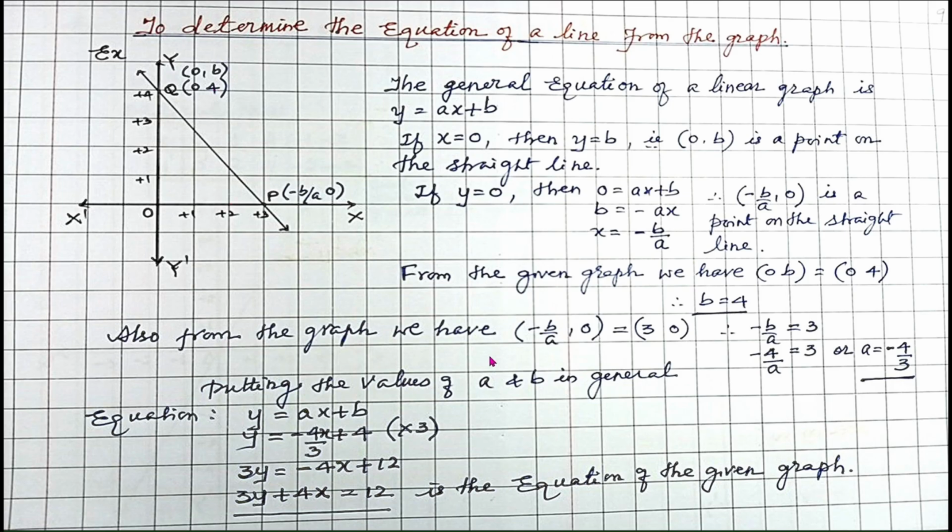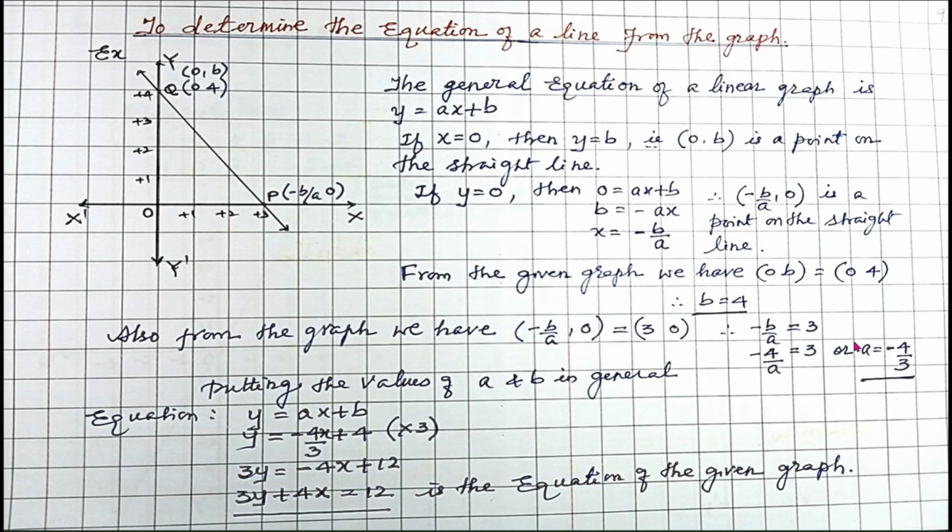Now in the graph, the other point P, we have (minus b by a, 0), and when we take it, x is 3 and y is 0, therefore minus b by a is 3. Now the value of b is already known to us, it is 4, so it will be minus 4 by a is equal to 3, or a is equal to minus 4 by 3. So therefore we have got the values of a and b. The a value is minus 4 by 3, and the b value, as we know, is 4.